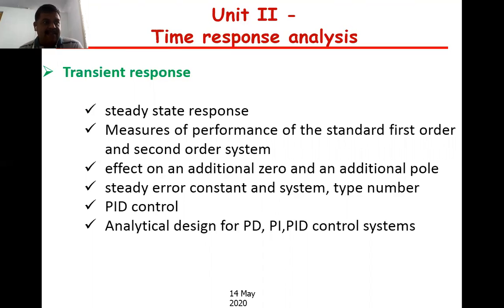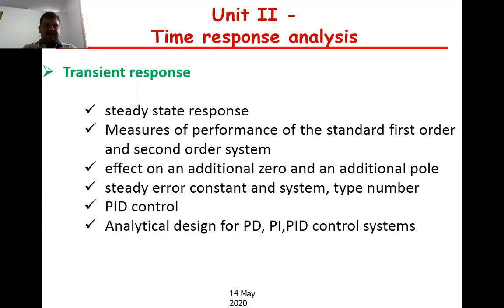And if you are adding a zero or adding a pole in a control system transfer function, what is the effect on the transient response as well as the steady state response? Another important thing is the steady state error constants, which may be studied in this unit. And then you will find the type of the system, the type number of the system, which you must study in this unit.